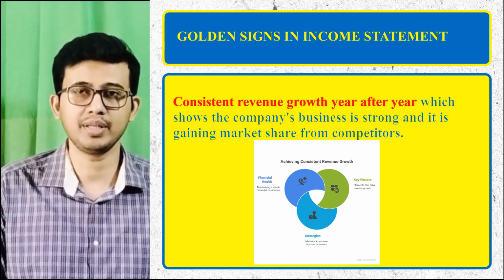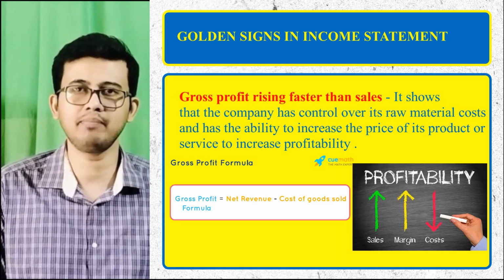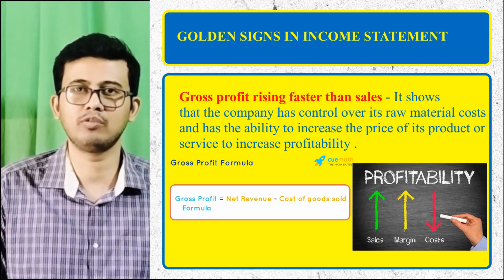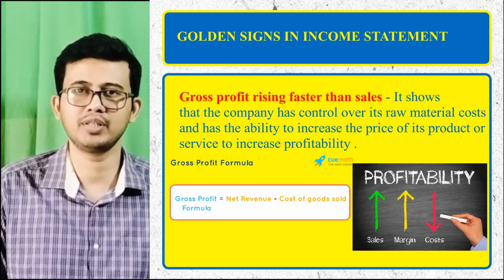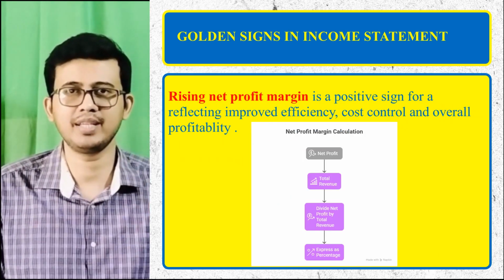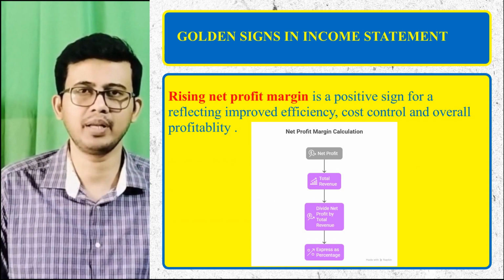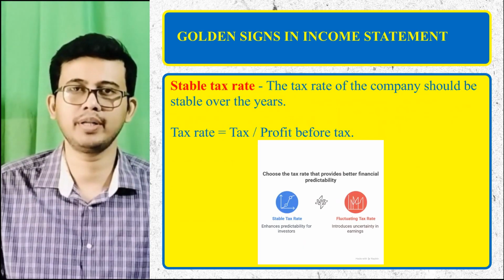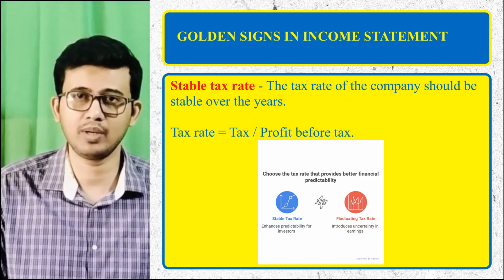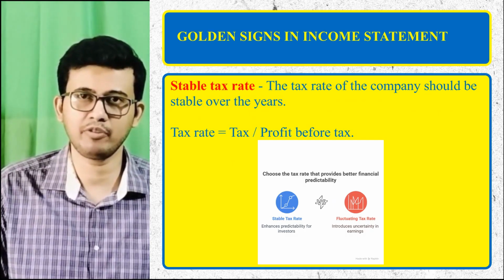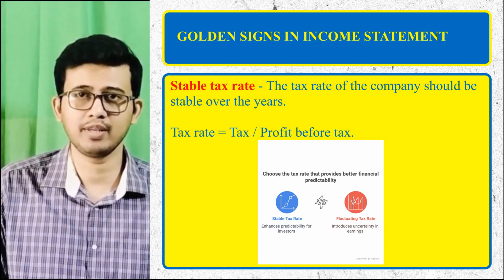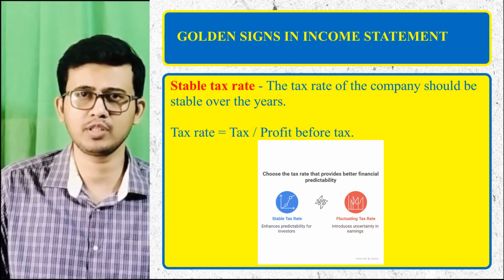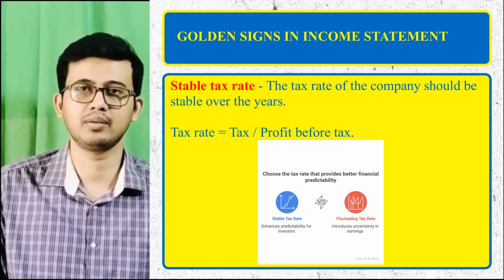Second point is gross profit growth larger than revenue growth, which means that the company has got pricing power and has control over its direct costs like labor charges and raw material costs. Third point is rising net profit margin, which shows that the company has got good control over all its direct and indirect costs. Fourth point is stable tax rate. Tax rate is calculated as tax divided by profit before tax. The company should have a stable tax rate, otherwise it will mean that the company is able to earn most of its profits by manipulating its tax rate, which is a red flag.